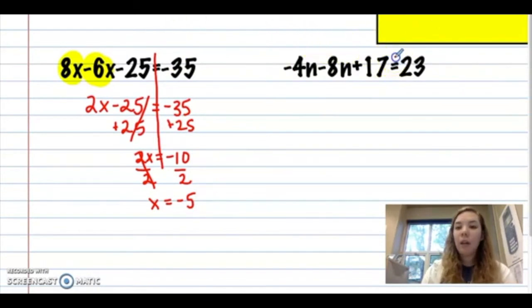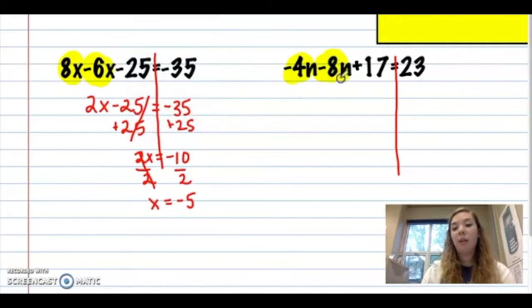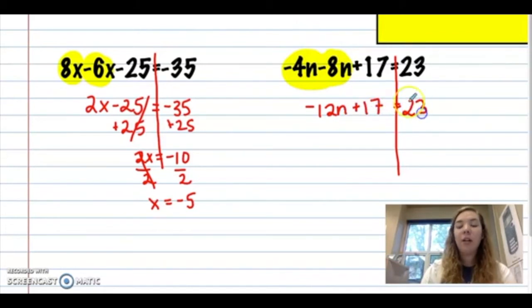Here, again, I'm going to start by drawing my line down, and you should be writing these down with me. Negative 4n minus 8n, those are my like terms because they both have n. They have to have the same letter though, so be careful. These are my like terms. Negative 4n minus 8n is negative 12n. So we've combined our like terms, and now we have a 2-step.